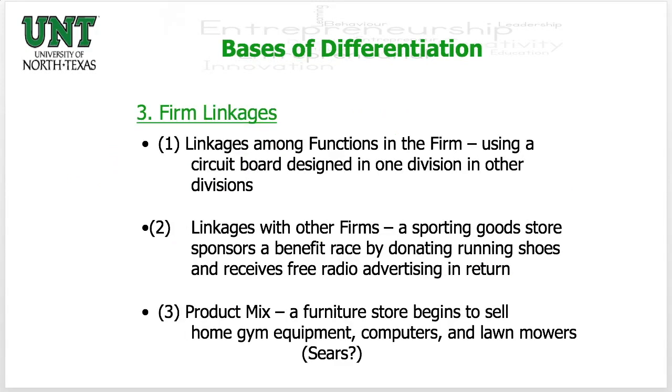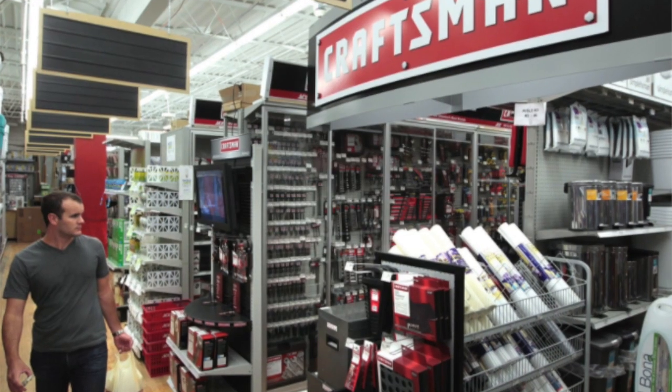Now let's move on to linkages, right? Well, the first one is linkages among the different functions of a firm. So this is where you are using a supply made by one division of the company in another division of the company. Right? So you're getting synergy. Linkages with other companies. Think about this one like an alliance. Product mix. This is where you're changing the different products that your company is going to offer.